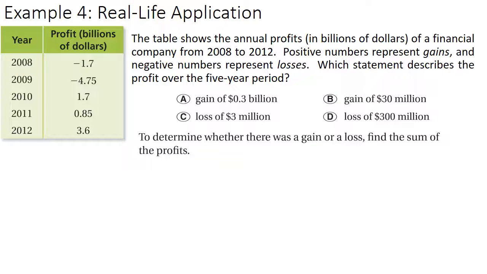For example number 4 here, we have our real-life application. So the table shows the annual profits in billions of dollars of a financial company from 2008 to 2012. Positive numbers represent gains and negative numbers represent losses. Which statement describes the profit over the 5-year period? A gain of $0.3 billion, a gain of $30 million, a loss of $3 million, or a loss of $300 million. To determine whether there was a gain or a loss, find the sum of the profits.